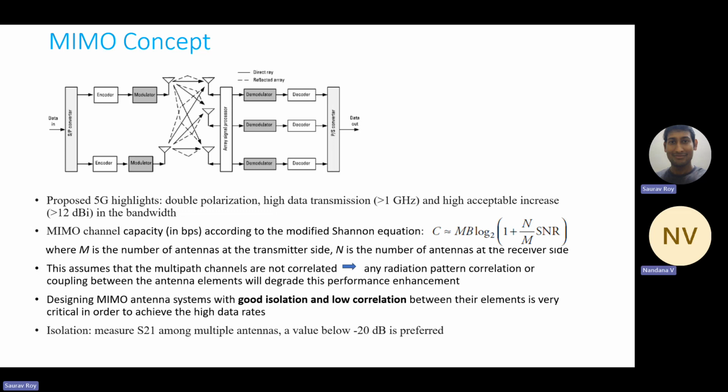MIMO is also an array antenna concept. But how is MIMO defined relative to a phased array, you tell me. Is a phased array also MIMO?